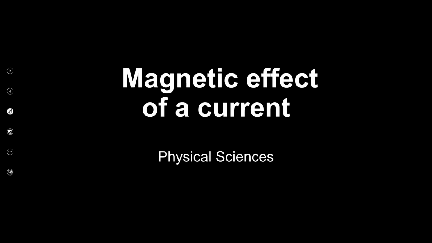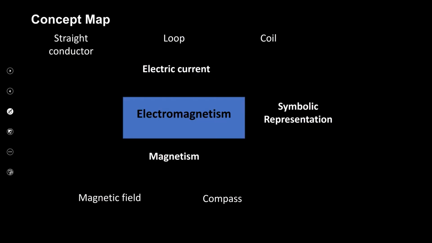Hello everyone, welcome to this physical sciences lesson all about the topic of electromagnetism. Today we're going to explore the effect that a current has and try to see if it has a magnetic effect. Electromagnetism, two aspects of this topic, and that's exactly what we're going to do. So let's have a look at this in a little bit of an overview.